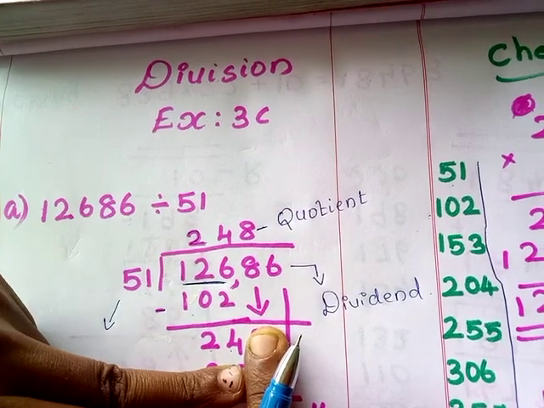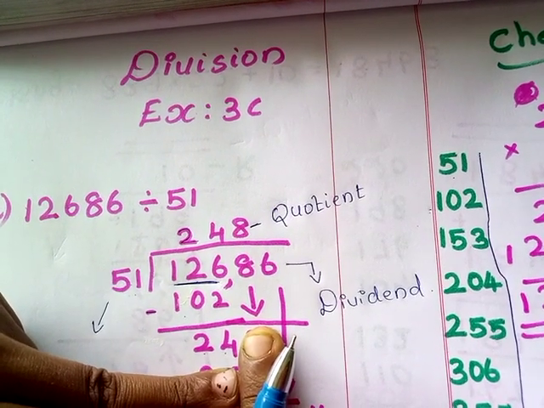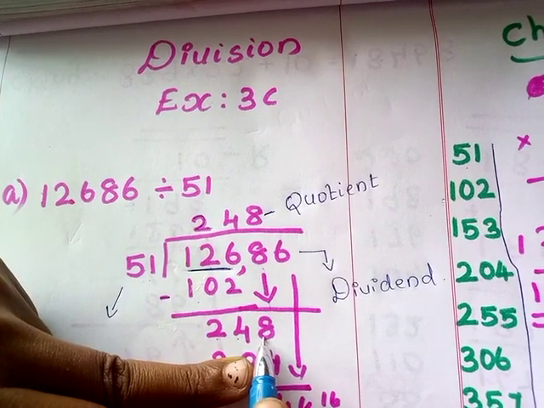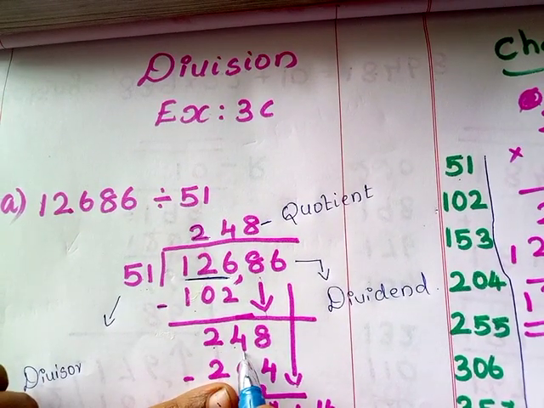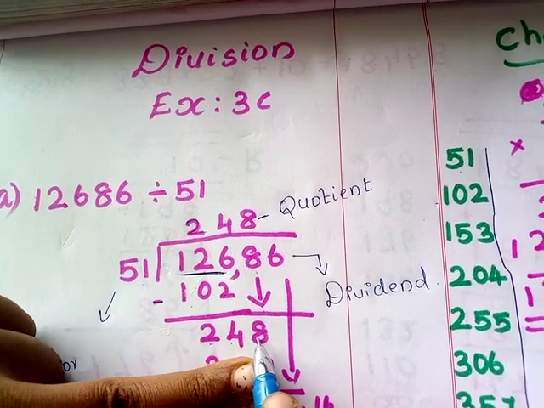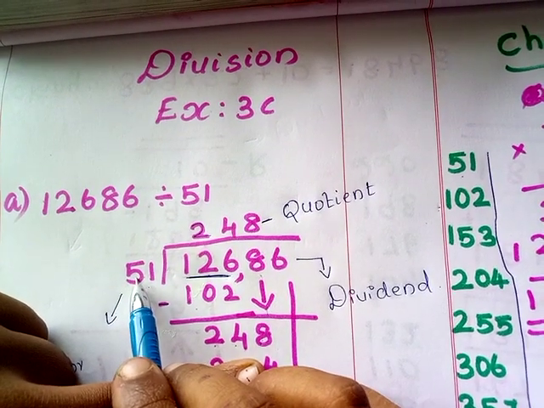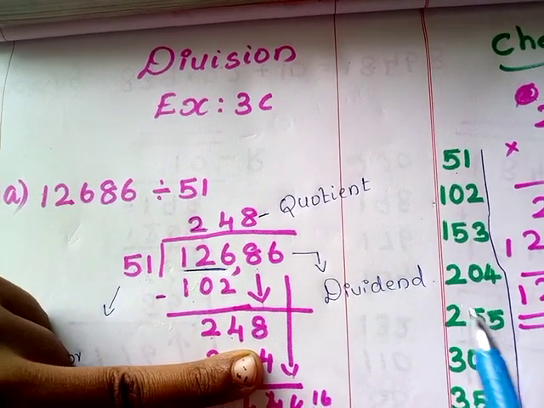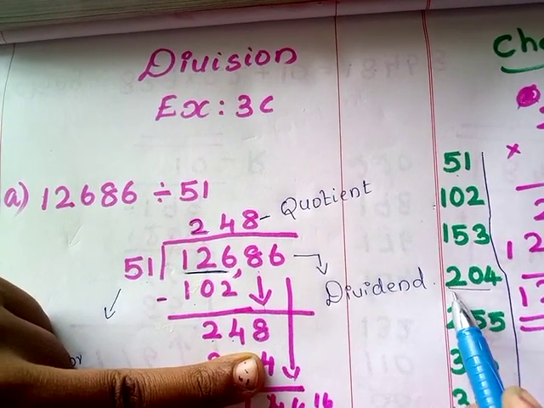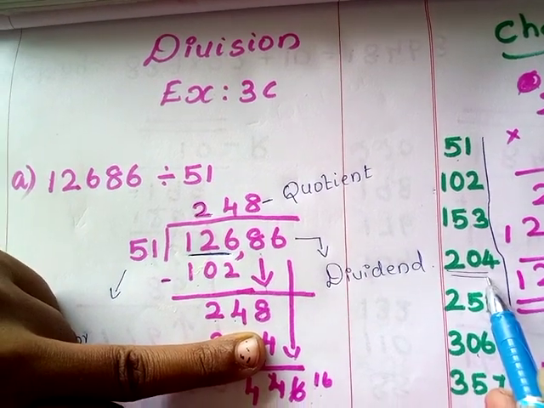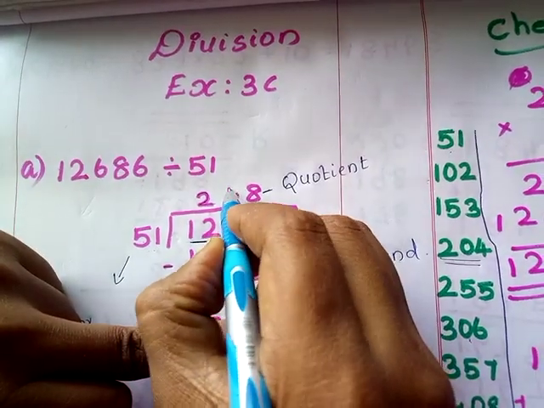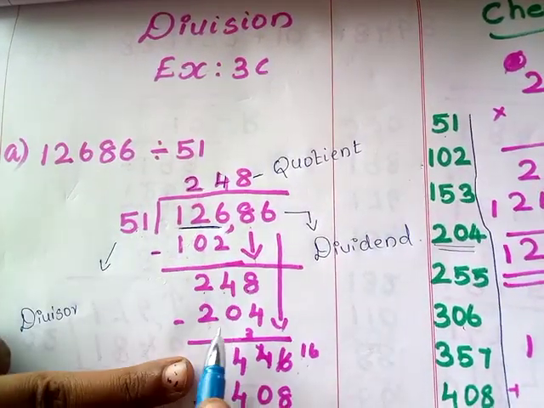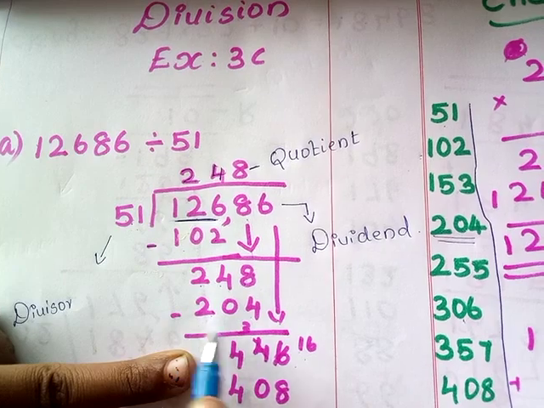Now 24 is smaller than 51. So what will I do? I will bring down 8. So here it is 8. Now this number becomes 248. 248 is bigger than 51. Now check in the table of 51 whether you have 248. No. What do we have? We have 204, which is smaller than 248. So write 4 in the quotient. And what is 4 into 51 we get? 204. Write it over here.